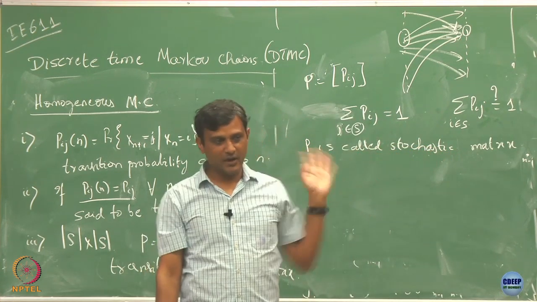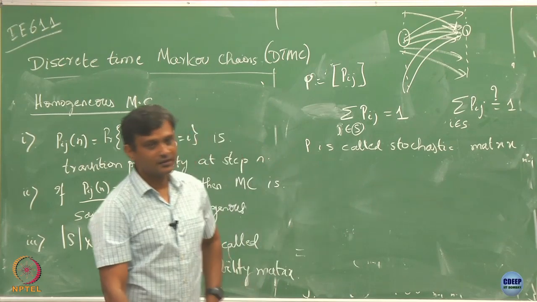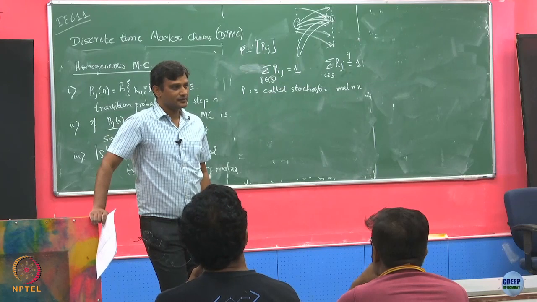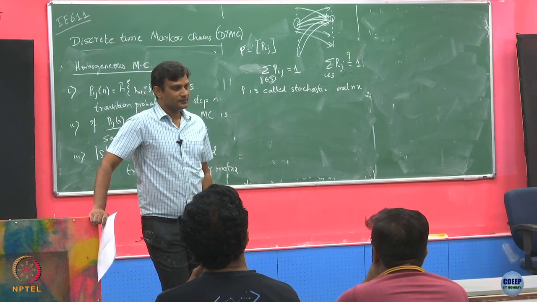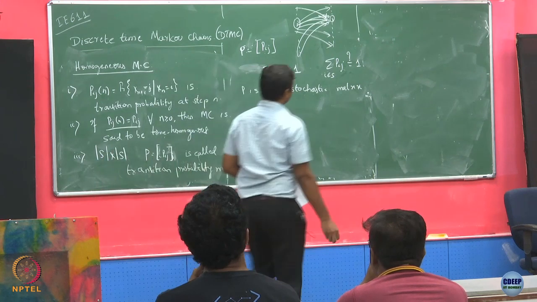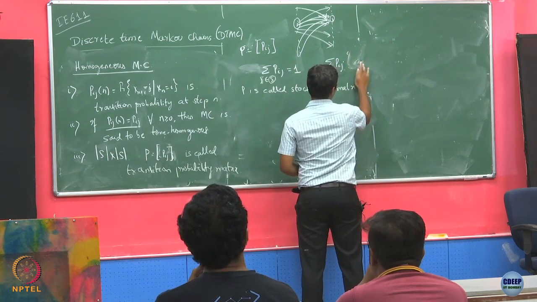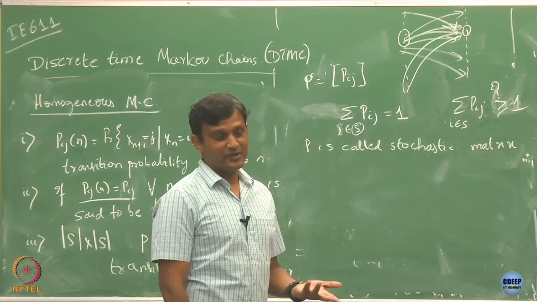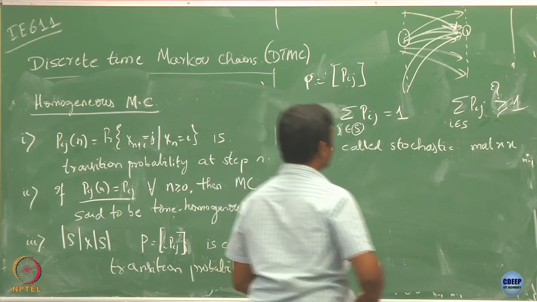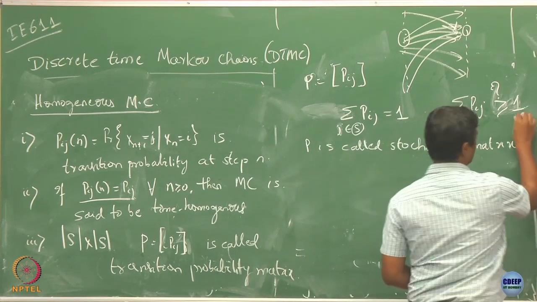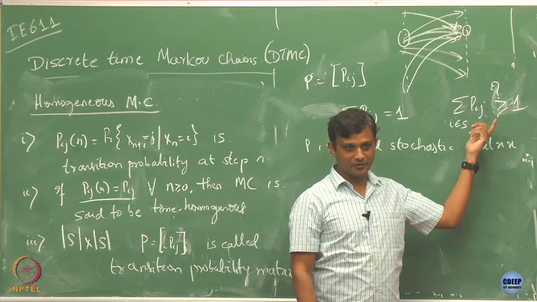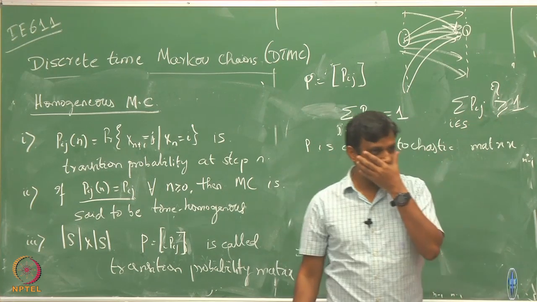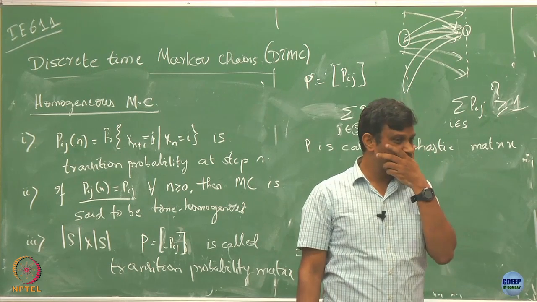But at least, is this going to be 1? No. Can this be greater than 1? Okay, check this. Definitely this is not 1. Can this be greater than 1? It can be 0 also. Sorry, yes, 0 is fine, 0 is trivially true. The question is, can it be greater than 1? From one state, for example, it is 0.6, from another state it is 0.5.